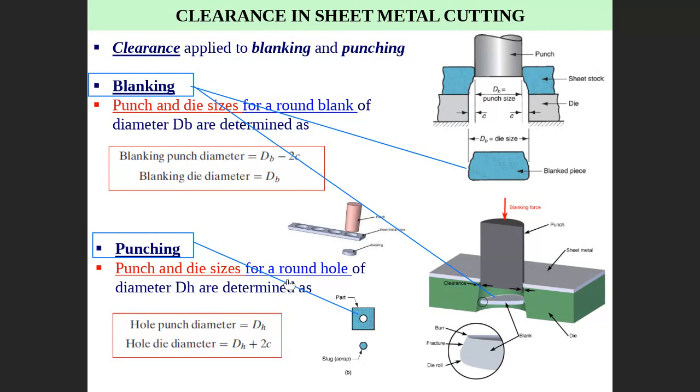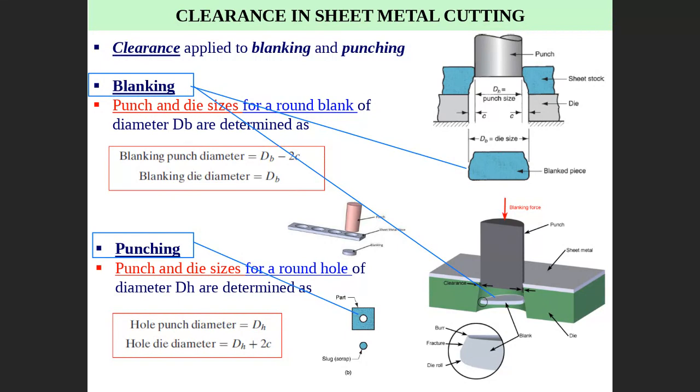Whenever I would like to create a hole by punching, say a 100 millimeter punch, it means I would like to create a hole with 100 millimeter. This hole is created by the punch, not by the die.